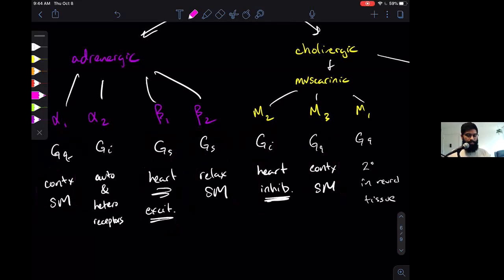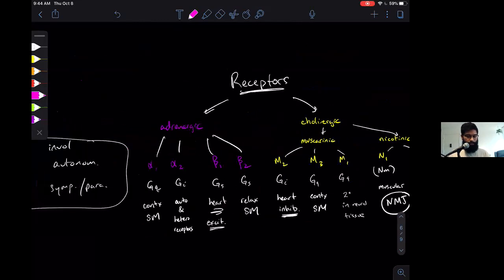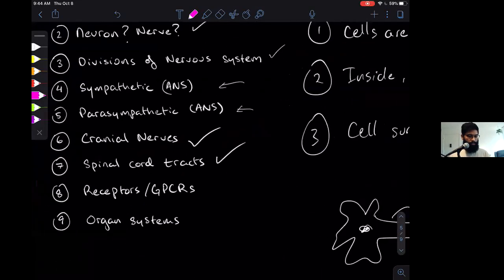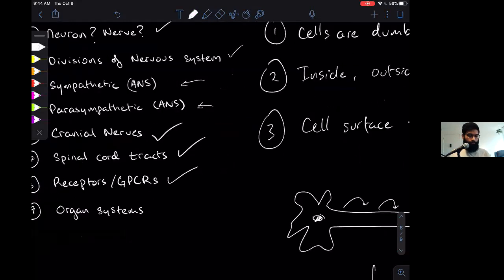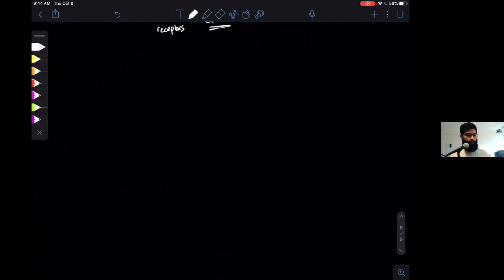So that is essentially NM or N1 is at NMJs, and then NNs are at all of your synapses essentially. So that is essentially the penultimate portion of this presentation. And so now we can synthesize this by looking at certain organ systems. So let's take, for example, the eye.